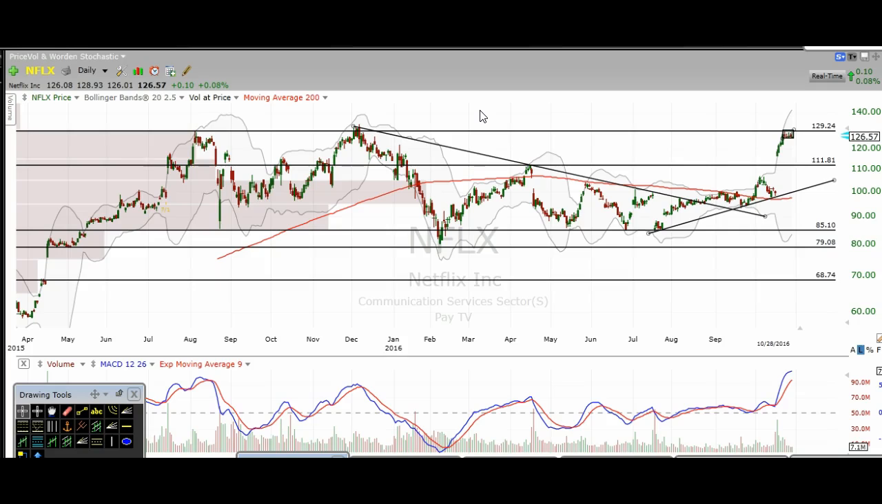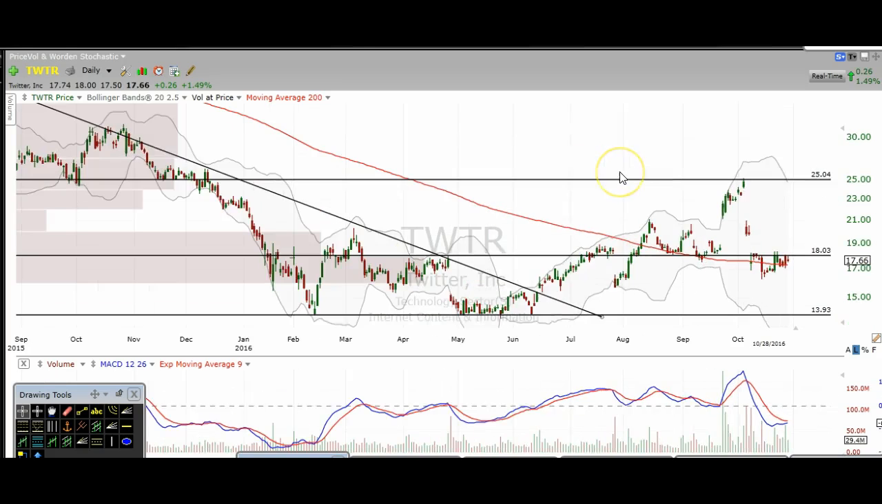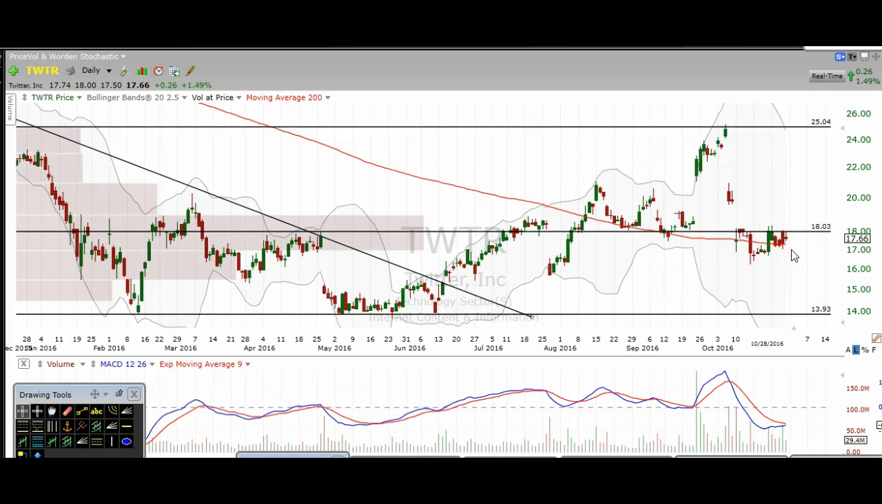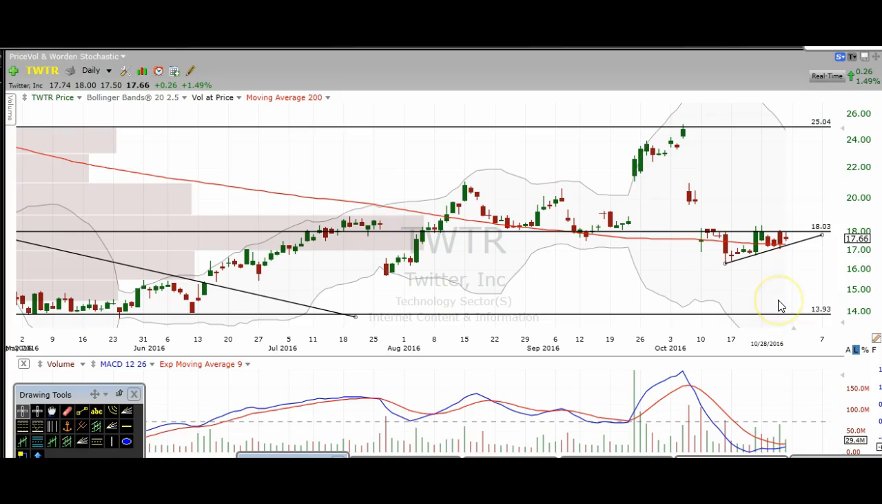The next one we're going to take a look at is Twitter. As you can see, we had the earnings announcement, and nothing really happened after that. You can see that we're kind of forming a little bit of a bear flag here, and I'll draw this for you right there. If you're short or looking to get short on Twitter, you want to see a break of that little trend line and a break back below the 200-day moving average in order to see lower prices on Twitter.